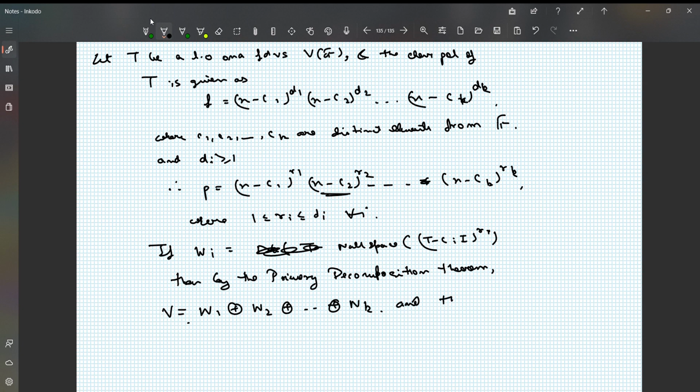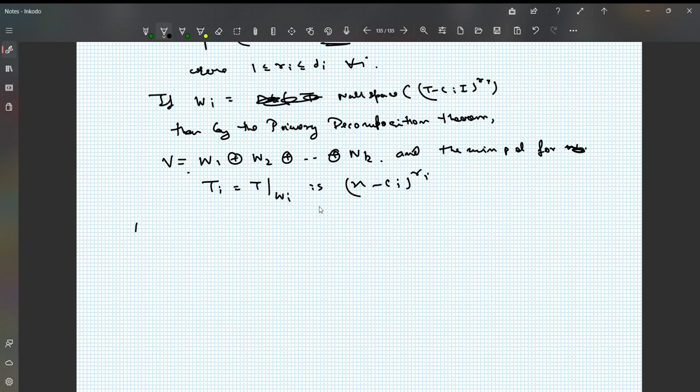And the minimal polynomial for Ti, which is T restricted to Wi, is x minus ci to the power ri, right? This is straight away a statement of the primary decomposition theorem. We are intending to define a nilpotent operator on the subspace Wi.